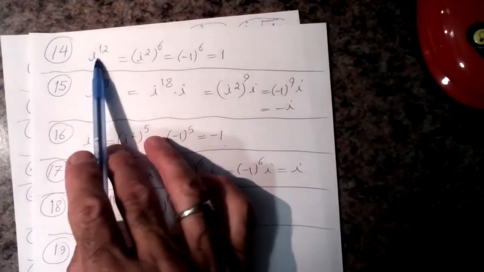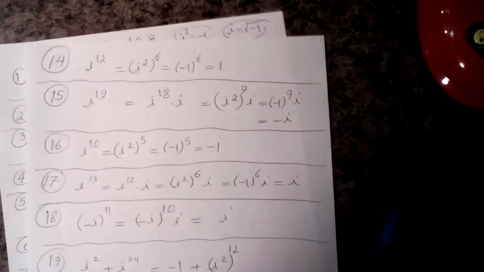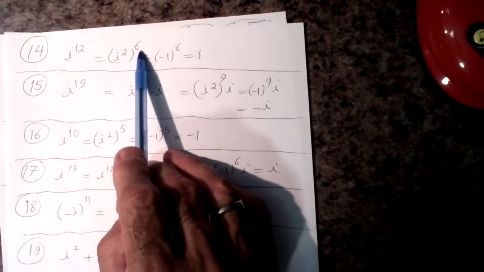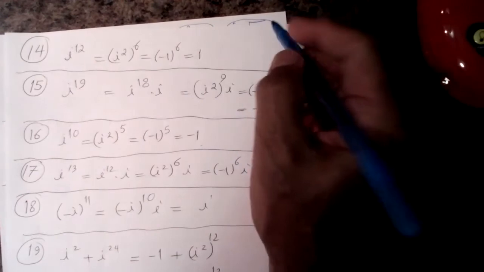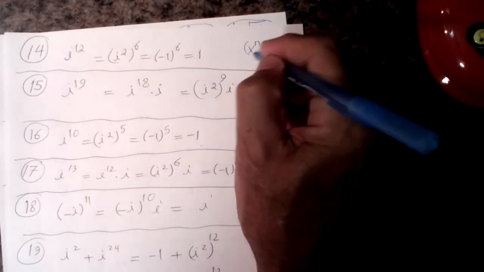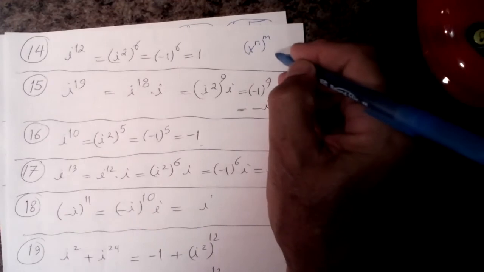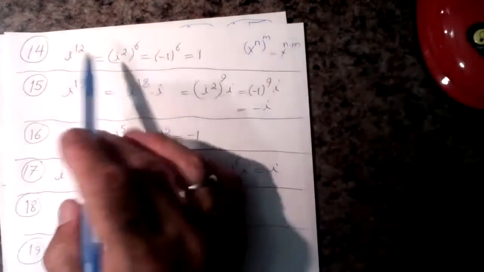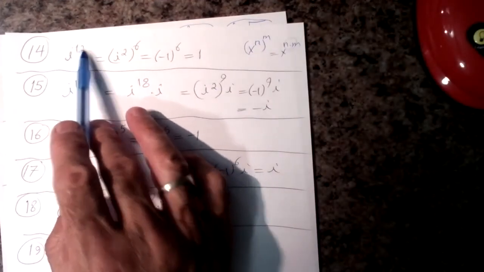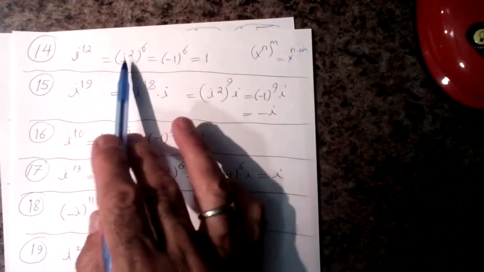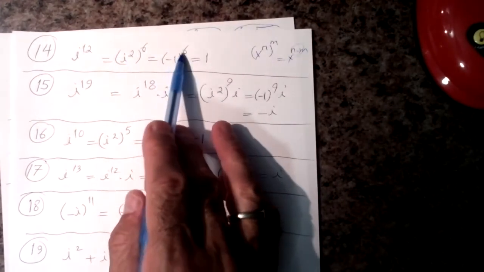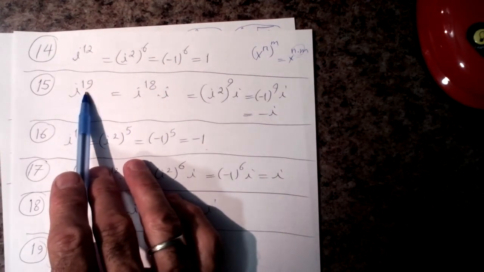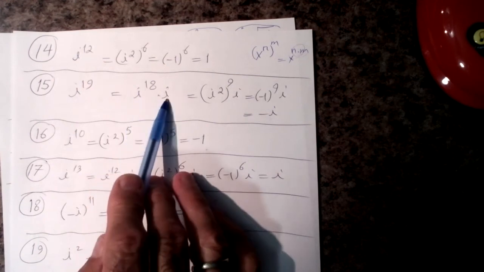Now, how do I simplify i to the power of 12? You could write it as i squared, the whole thing to the power of 6. Remember, if you have more than one exponent, you always multiply the exponents. You could also do it backward, meaning you could break the exponent, like here, we broke this into 2 and 6. Why? Because now i squared is negative 1. And what is negative 1 to the power of an even number? 1. For 19, you write this as i to the power 18 times i.